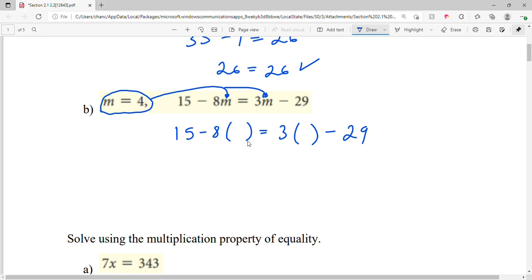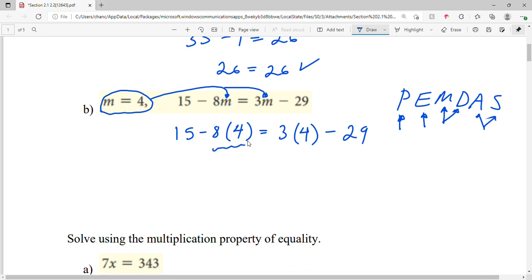Okay, so let's substitute the 4 in everywhere we see an m, and then we can simplify. According to our order of operations, we always start with the parentheses first, then exponents, multiplication or division. These are done together from left to right. Addition and subtraction are done together from left to right.